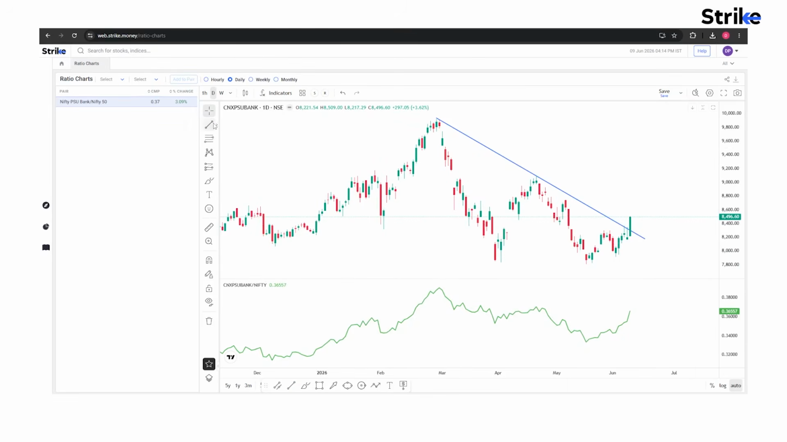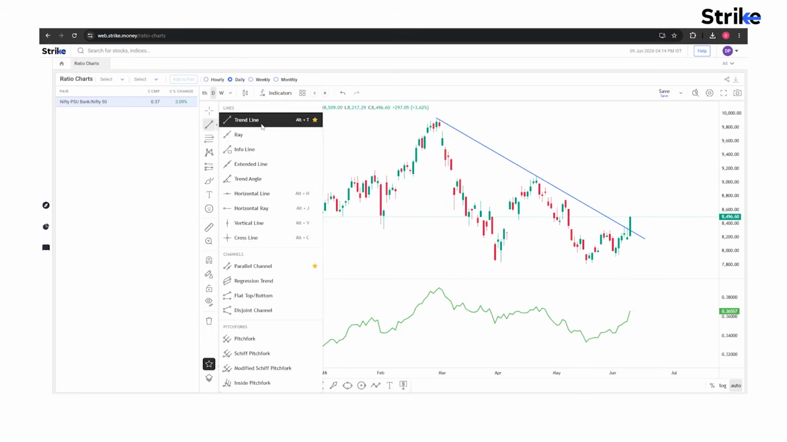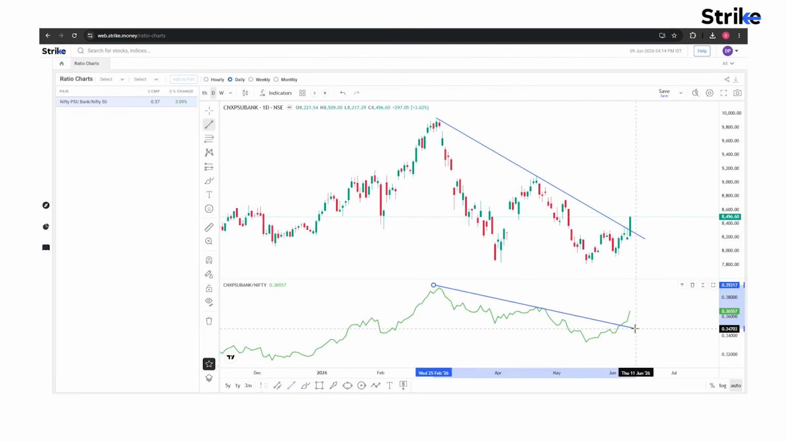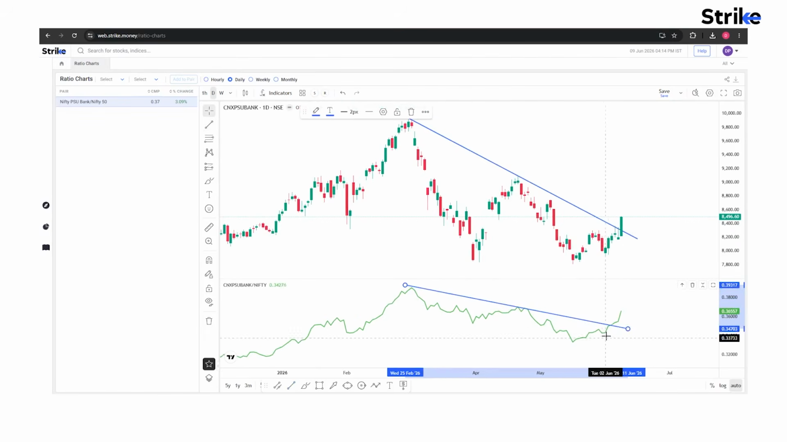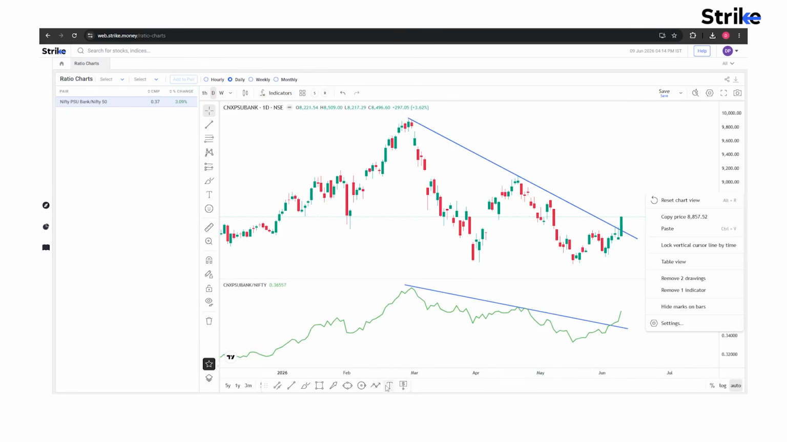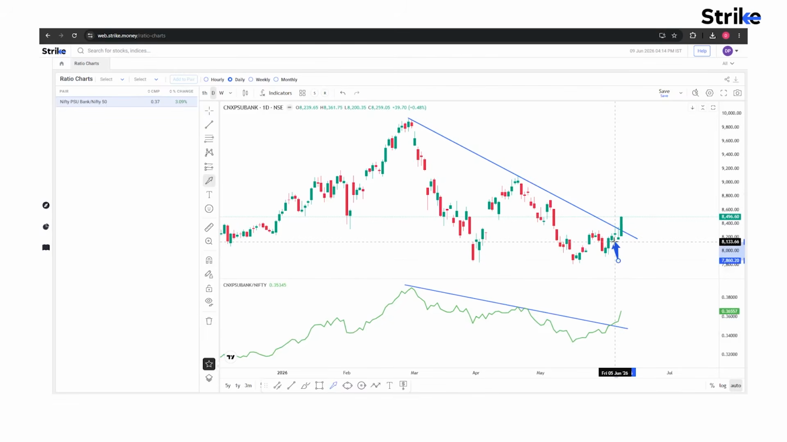Breakout as well. Also, if you draw a similar trend line on the ratio chart, you can see the ratio chart has already given a breakout a couple of days back. We got a breakout somewhere between these candles, and now the price is giving a breakout as well. You can see there was a breakout over here, but the price is giving a breakout in today's candle, which is up by almost 3 to 4%, 3.8% to be precise.